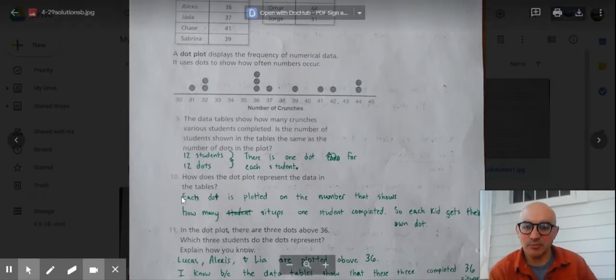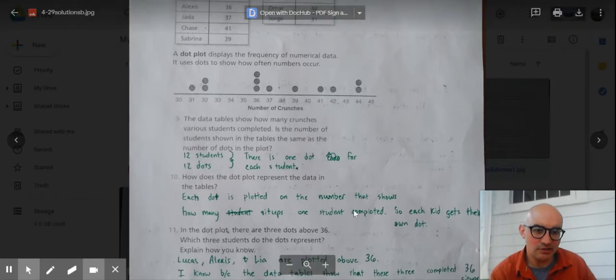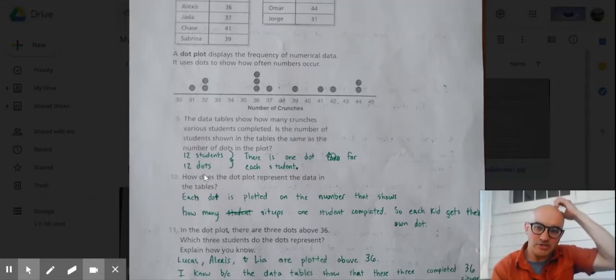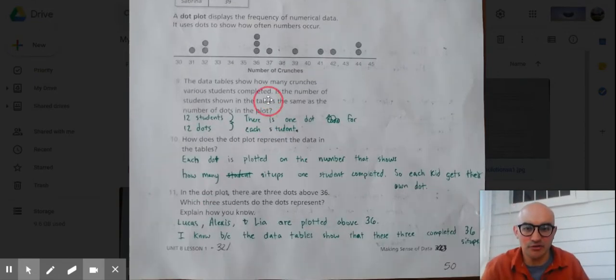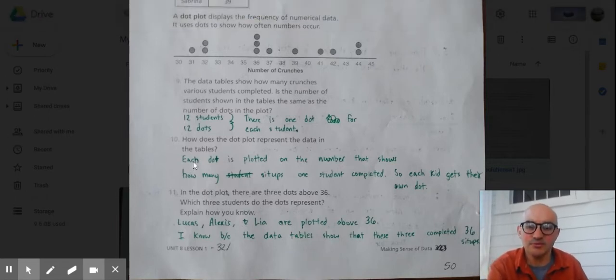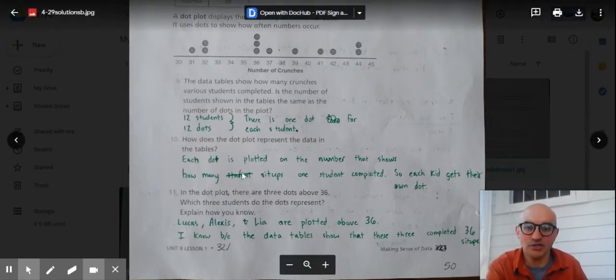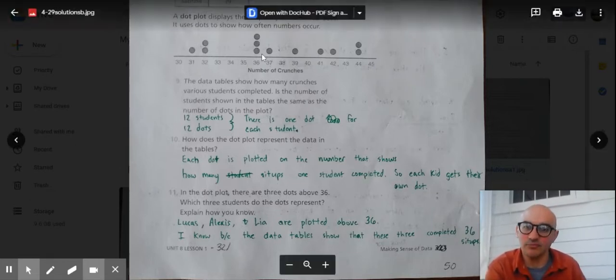How does the dot plot represent data in the tables? So these problems, if you notice, I'm not doing any calculations on this page. I'm just answering some conceptual questions. I'm just kind of explaining my thinking, and you're going to do the same thing on your paper. So how does the dot plot represent the data in the tables? Well, each dot is plotted on the number that shows how many sit-ups or crunches one student completed. So each kid gets their own dot, right? We kind of talked about that earlier.